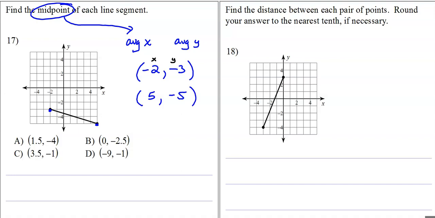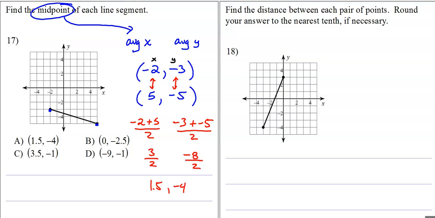Well, all we're going to do to average the x coordinates is add them up and divide by 2. So let's just kind of focus on these guys right here. We're going to add them up and divide by 2. So -2 plus 5, that's 3 divided by 2, which is 1.5. When we do the y's, we add up the y values. We get -3 plus -5 divided by 2, which is -8 divided by 2, which is -4. So it looks like our correct answer here is A. Now, if it's a multiple choice question, you may be able to eyeball it and kind of pick the right answer.